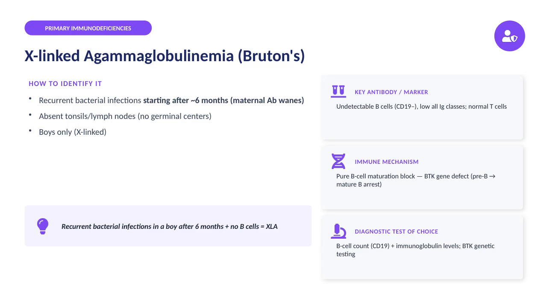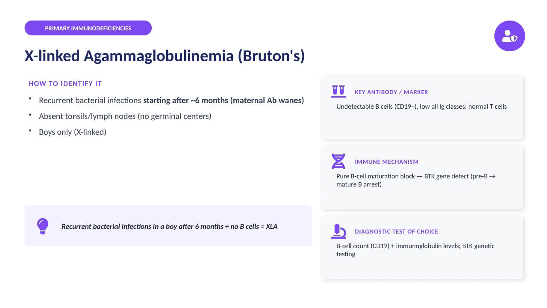X-linked agammaglobulinemia, also known as Bruton's, typically presents with recurrent bacterial infections starting around 6 months of age, which is when maternal antibodies decline. These boys often have absent tonsils and lymph nodes due to a lack of germinal centers, and the condition affects only males because it is linked to the X chromosome. The key marker for diagnosis is an undetectable number of B cells, specifically CD19 negative cells, along with low levels of all immunoglobulin classes, while T cell numbers remain normal.